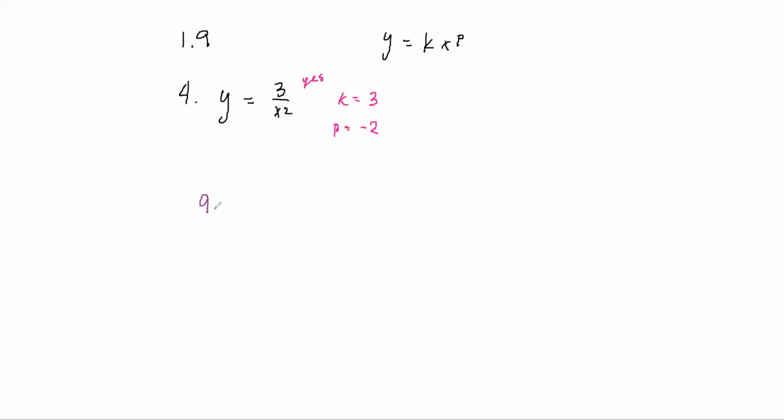Okay, so let's also try number 9. Here we have y is equal to 3 times 5 to the x. Is this a power function? Nope, exactly. Because this is 5 to the x and not x to the 5. And so we can't write it in this form.